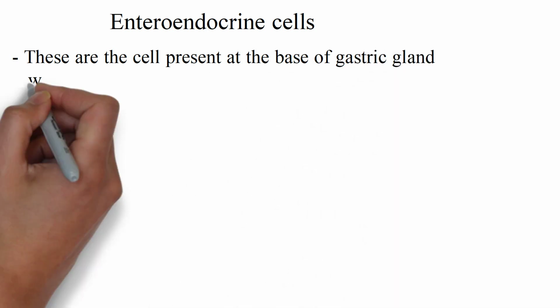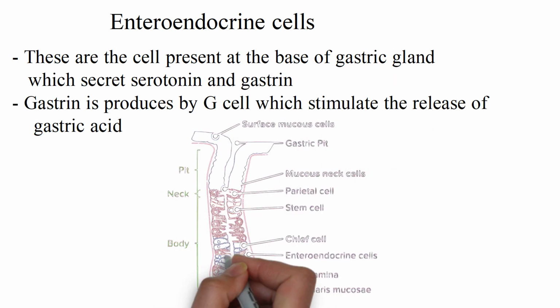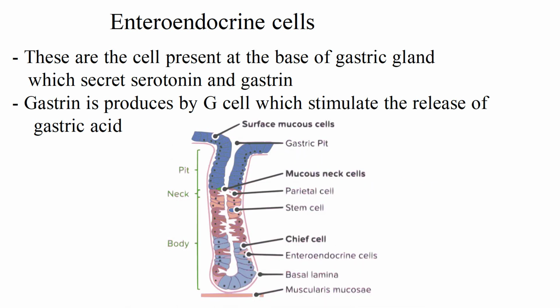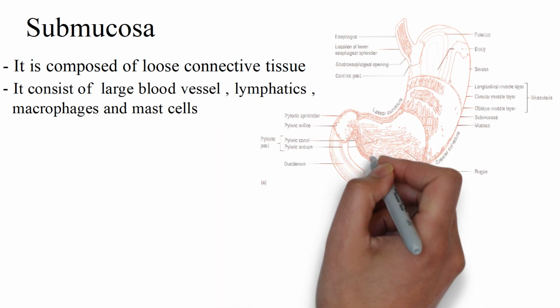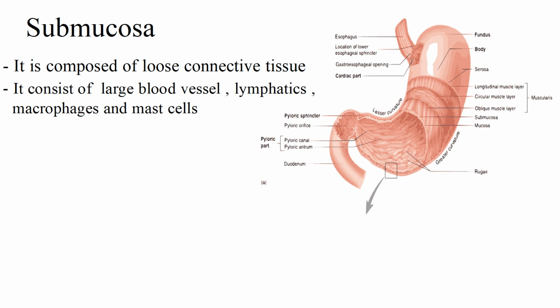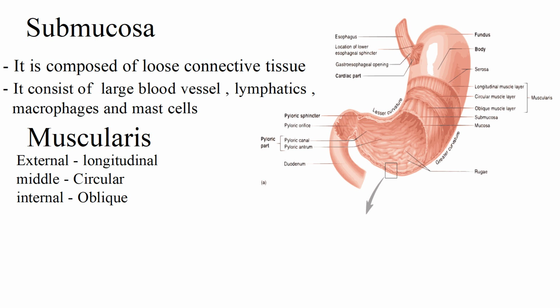Enteroendocrine cells are the cells present at the base of the gastric gland, and they secrete serotonin and gastrin. Gastrin is produced by G cell which stimulates the release of the gastric acid. Then we move on to the next layer of the stomach, which is submucosa. Submucosa of the stomach is also composed of loose connective tissue, and it consists of large blood vessel, lymphatic, macrophages, mast cells.